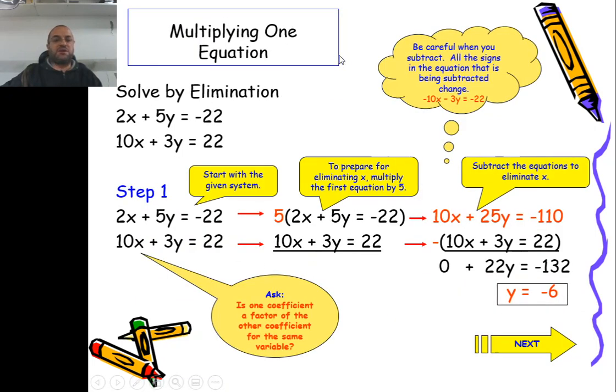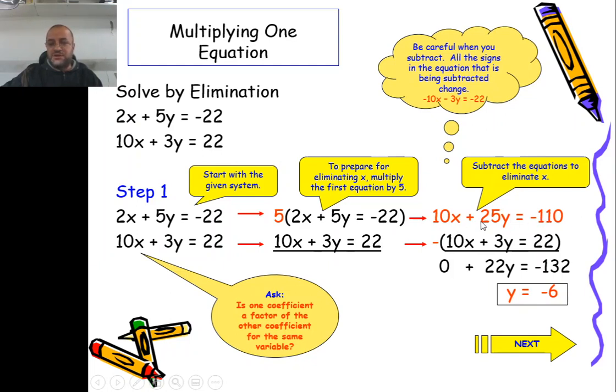And we turn to the second slide. We multiply one of the equations. This equation, 2x plus 5y equals minus 22, and 10x plus 3y equals 22. We multiply the first equation by 5, and then we get 10x plus 25y. The whole equation should be multiplied by 5: 5 times 2x equals 10x, 5 times 5y equals 25y, and 5 times minus 22 equals minus 110.